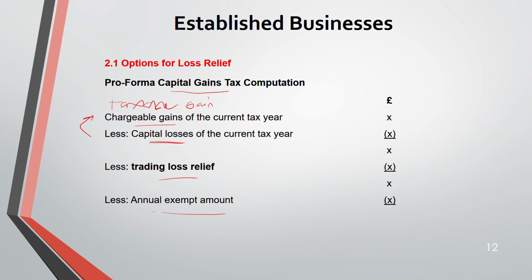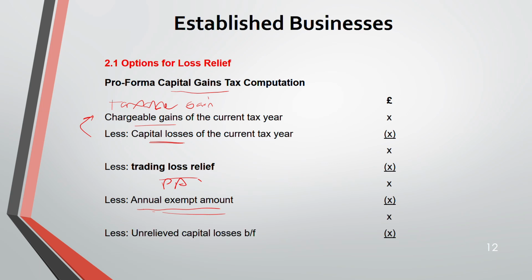For income tax we have the personal allowance, PA. For capital gains tax we have the annual exempt amount, and it's fixed. But right now you don't have to know this amount, because you will anyway know it when we go through capital gains tax.